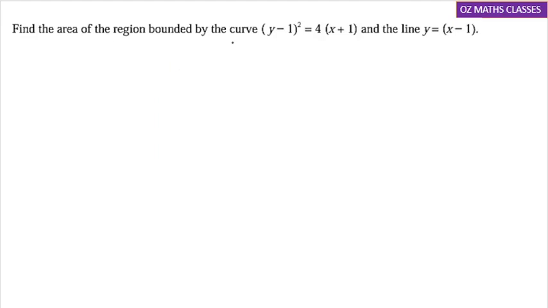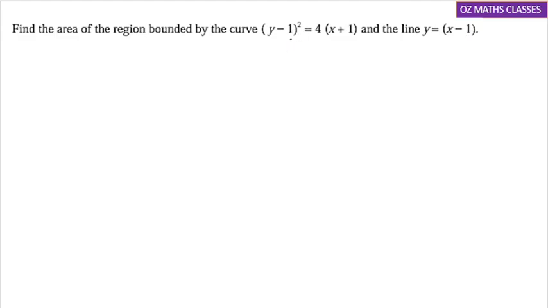Then I have taken 2 extra questions from the miscellaneous. Find the area of the region bounded by the curve (y minus 1) whole square equal to 4x plus 1 and the line x minus 1 equal to 1. So draw the rough sketch.